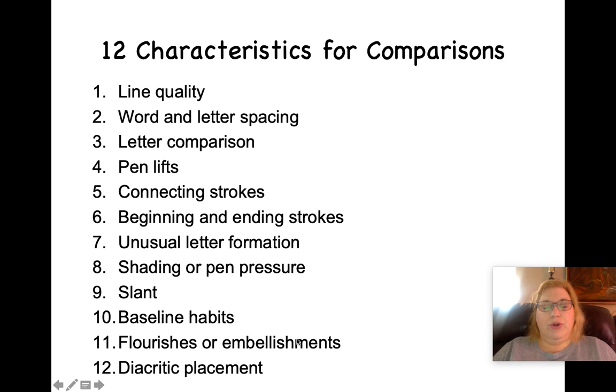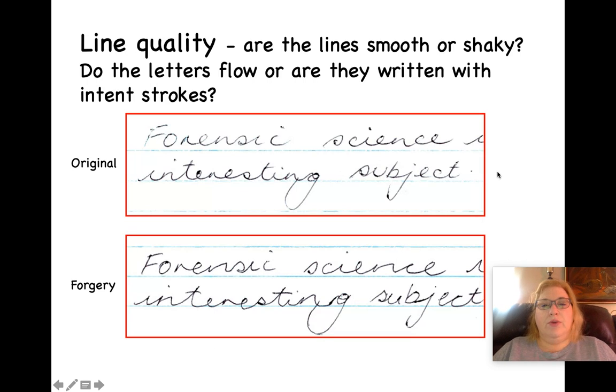Do they have flourishes or embellishments? And where do they put their diacritics? That would be the I and the T. So here's line quality. Is it smooth or is it kind of shaky?